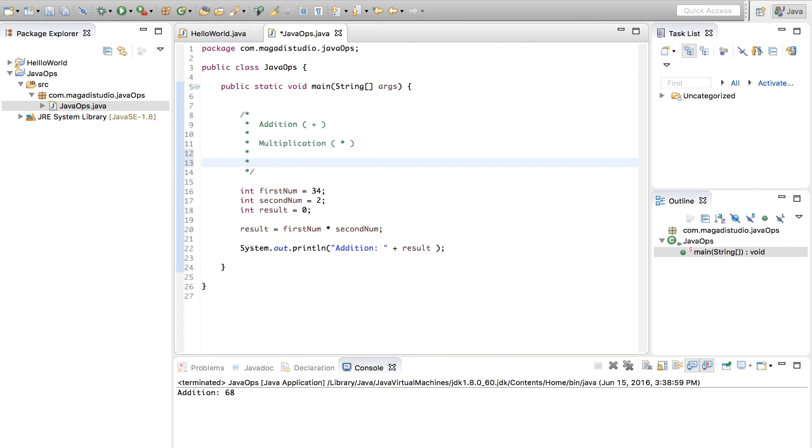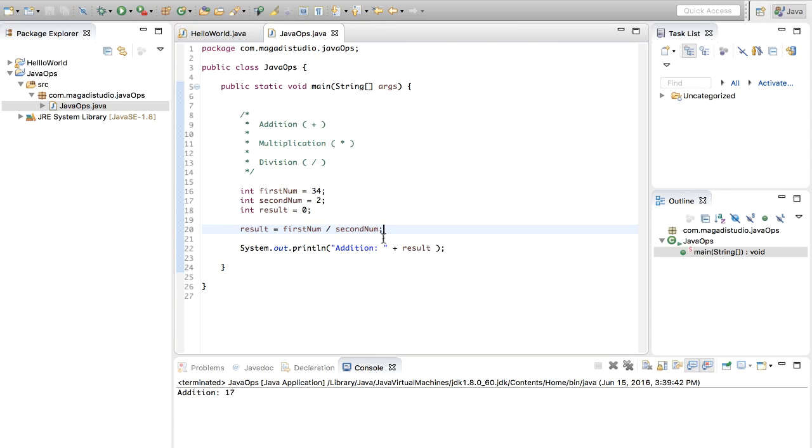And the next one we can look at now. How about division? For division, we use the forward slash. That's the character we use. So we can go back and do the same here. So just put forward slash there. Let's save and run again. We should get 17. So 34 divided by 2, it's 17.